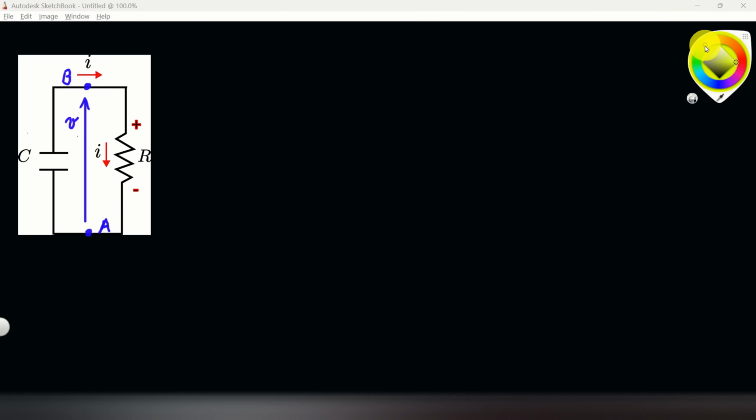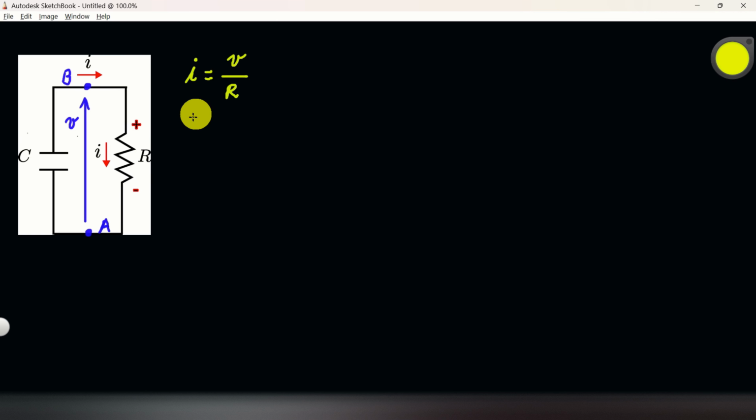Next, we need to derive a differential equation. First of all, from the right part of this circuit, according to Ohm's law, the current I is the voltage across the terminals of our resistor over the resistance. On the other hand, from the left part of this circuit and from the basic theory of behavior of capacitors, we have that the current is minus capacitance C, first derivative of voltage V over dt.